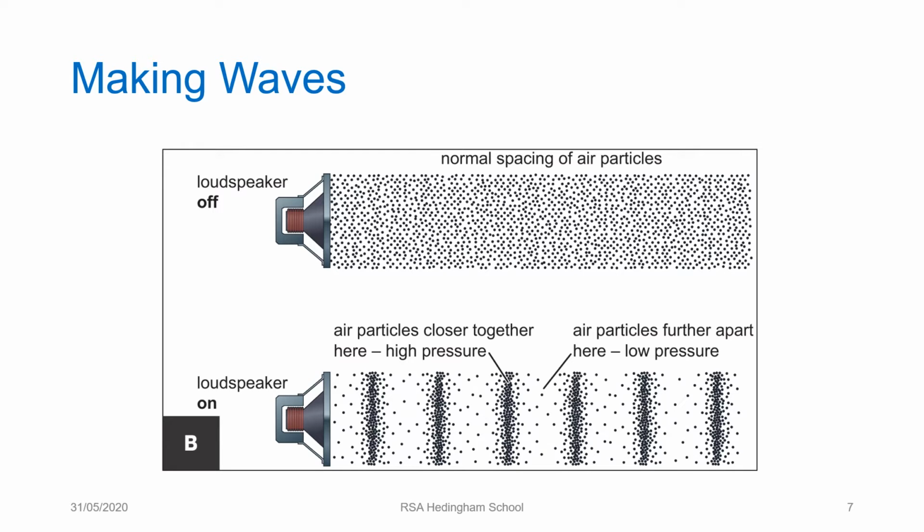This is another still picture showing a representation of a sound wave. As the loudspeaker is turned on, initially all the air particles are evenly spread, but when the loudspeaker starts to vibrate, that pushes some of the air particles together, forming bands of high pressure, and in between those bands of high pressure, the air particles are further apart, and they're at a lower pressure.